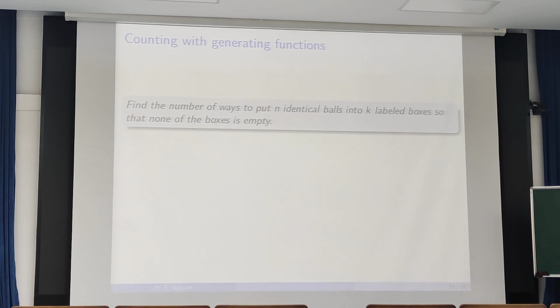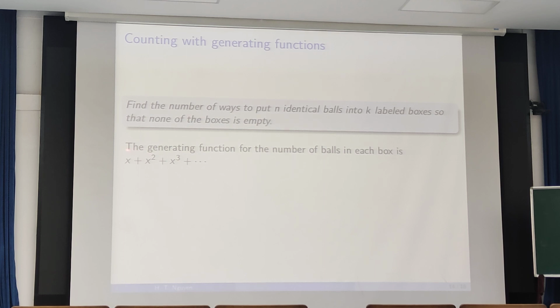And what are the conditions? The xi are integers, and since you want all the boxes to be non-empty, xi must be greater than or equal to 1. You know how to solve this using the formula that we have seen, I don't remember, in the second or third lecture. But now we can write the generating function for the number of balls in each box.